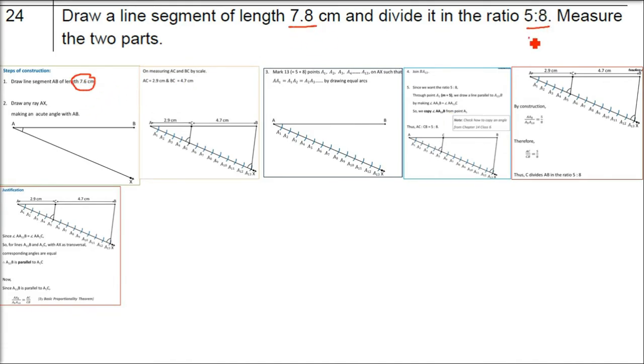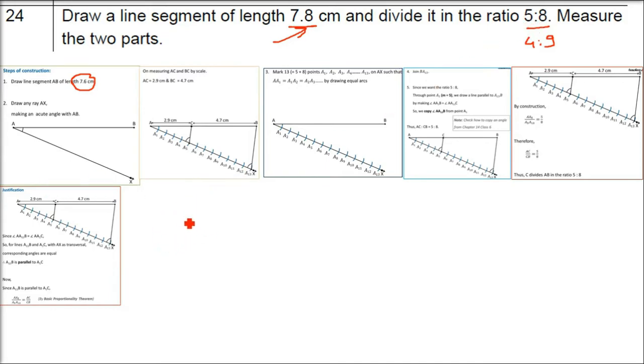So the question can be 5:8. It can be 4:9. The line can be 7.8. It can be 8.2. It will not be same in your actual exam. Please remember, it may change. We don't know because this is a sample question of CBSE.